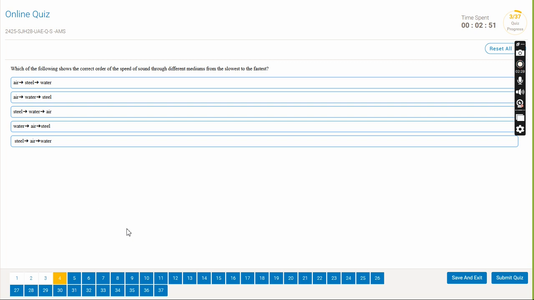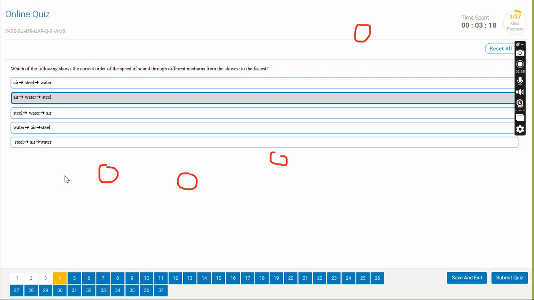Here they're asking where sound travels from slowest to fastest. Now remember, how sound travels depends on how the particles are arranged. The further apart the particles are, the slower the sound is going to travel. So it's going to be air first, and then water. Water has particles closer together, so it's a bit faster there. And then the solid will be the fastest. So let's keep that order: air, water, and solid.